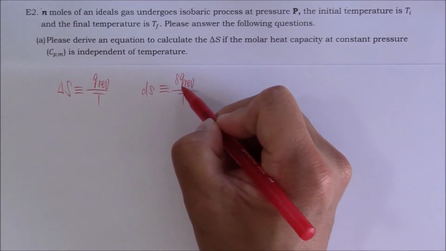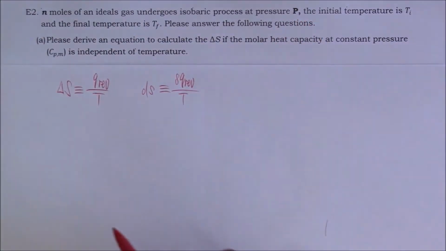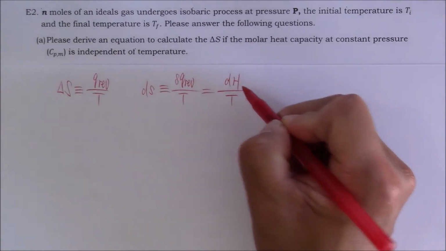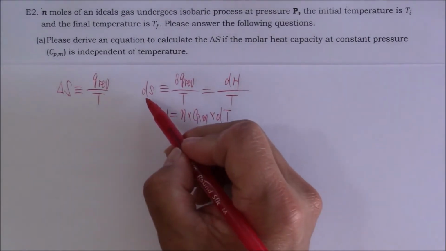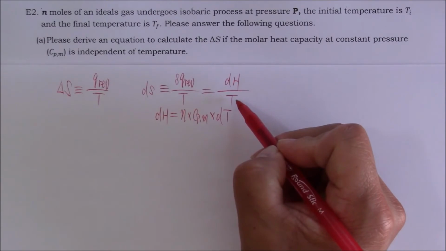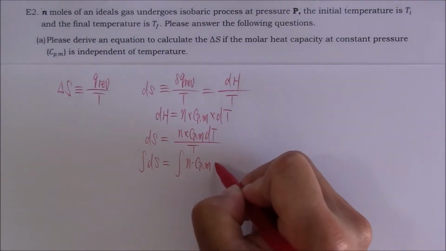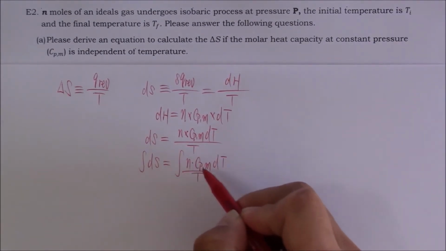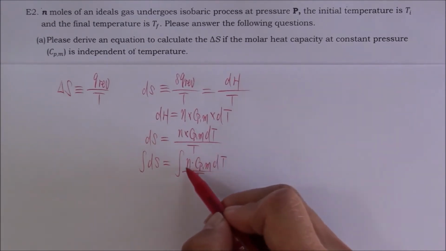Then, as we know, Q reversible at constant pressure is equal to n Cpm dT. Okay, so if we want to calculate the change of entropy, we can have a very simple equation to use. Then we can integrate both sides of this equation. We will get delta S. Because both n and Cpm are constants, when we integrate, we can take them out.